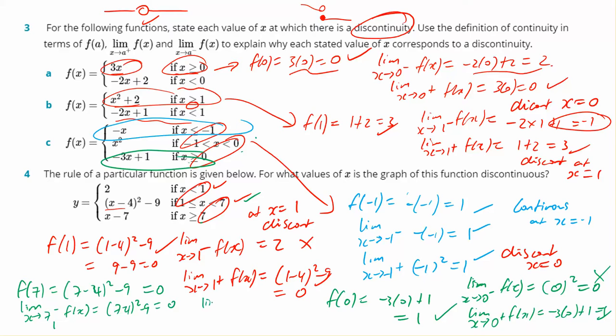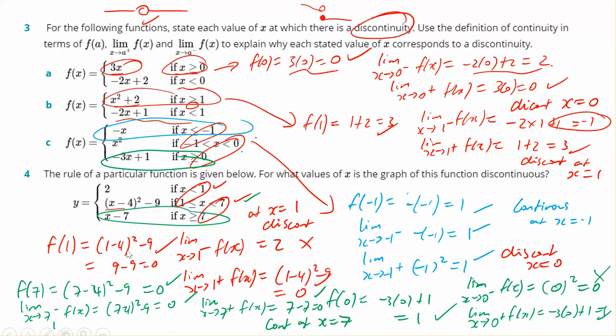And then the limit as x approaches 7 from the right, 7 plus. You're following this equation, because that's the equation to the right, x minus 7. So we get 7 minus 7 equals 0. As you can see, all three agree, so it's continuous at x equals 7. Out of all those examples, there's only two cases where it's continuous.